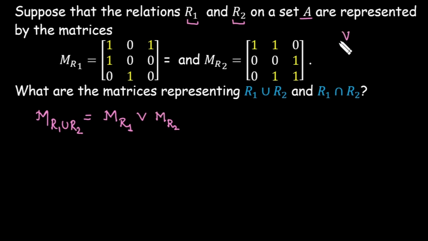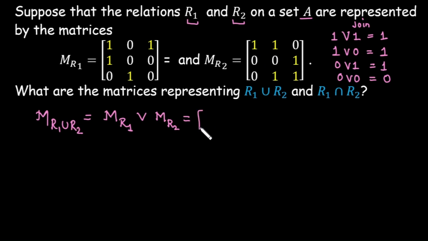Now what do you mean by this? This is called a join. It is similar to the OR operator. When we write 1 join 1, that is equal to 1, because we are dealing with Boolean algebra, so it's like 1 or 1 is equal to 1. 1 join 0 is 1. 0 or 1 is 1. 0 or 0 is 0. So here we need to perform the same operation between these two matrices to calculate the union of the relations, but element-wise.